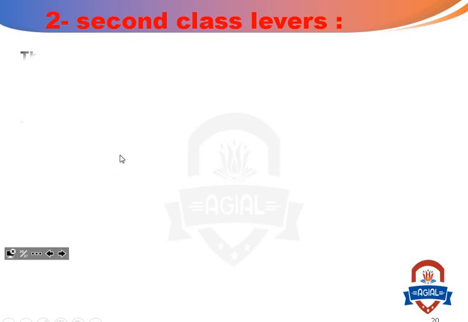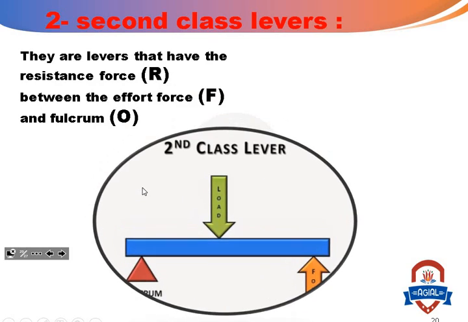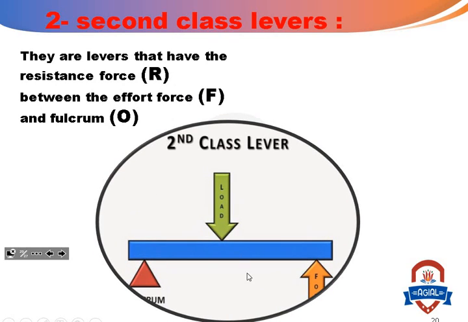Second class levers are levers that have the resistance force between the effort force and the fulcrum. So what's the meaning of second class lever? They are levers that have the resistance force between the effort force and fulcrum. Like this: the effort force and the fulcrum, and in the middle the resistance force.